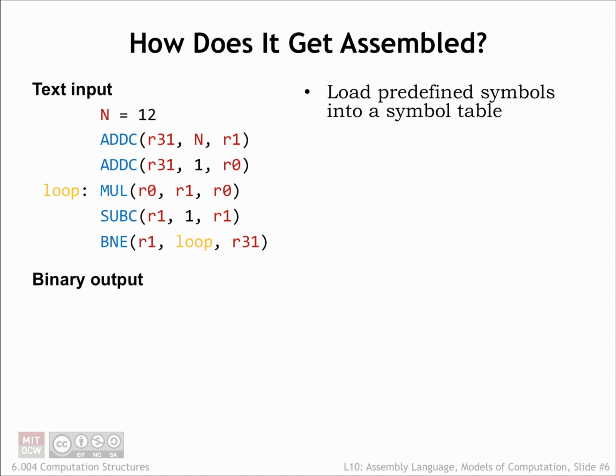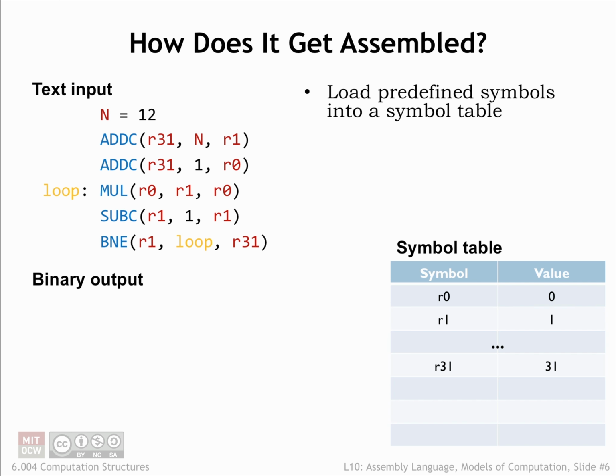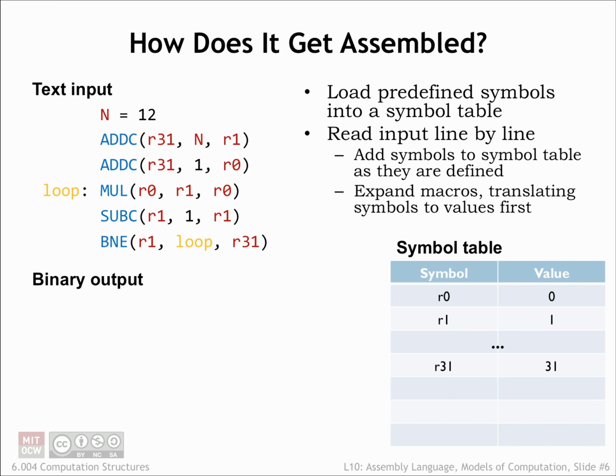Let's follow along as the assembler processes our source file. The assembler maintains a symbol table that maps symbol names to their numeric values. Initially, the symbol table is loaded with mappings for all the register symbols. The assembler reads the source file line by line, defining symbols and labels, expanding macros, or evaluating expressions to generate bytes for the output array.